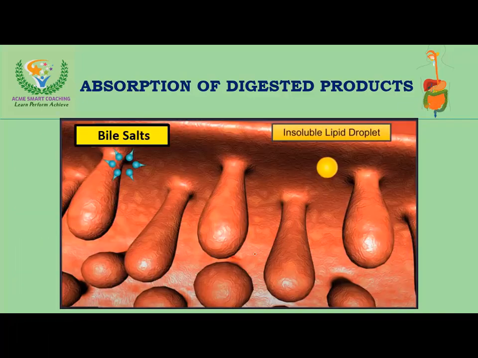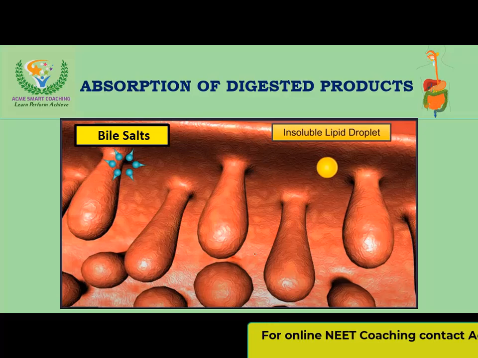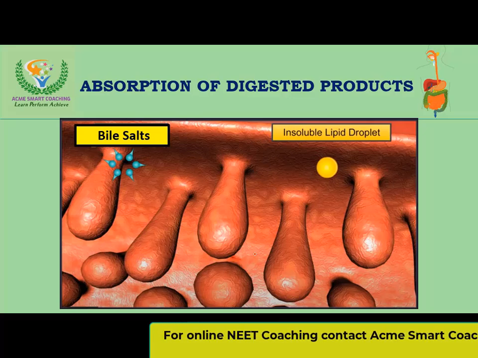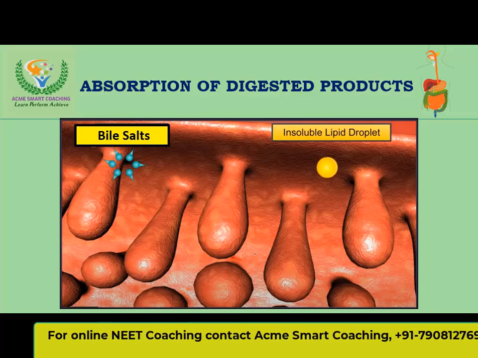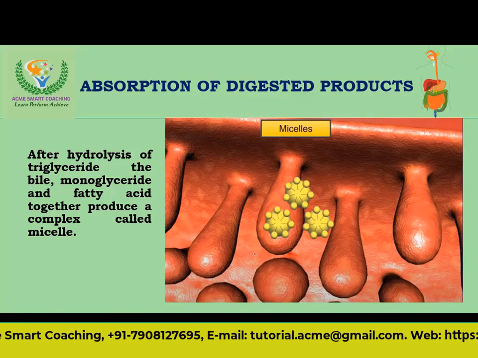For this reason, for the digestion of lipid, the bile salts are produced. Bile salts are produced by the liver, which causes emulsification, breaking down of large insoluble lipid drops into small droplets, and it forms micelles.